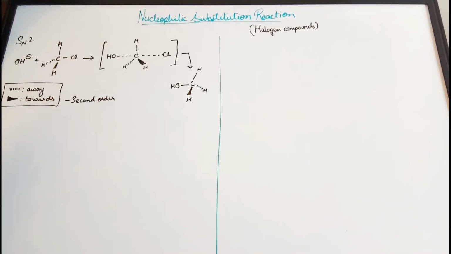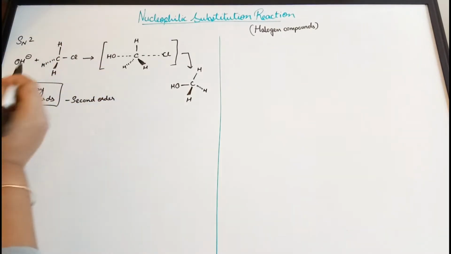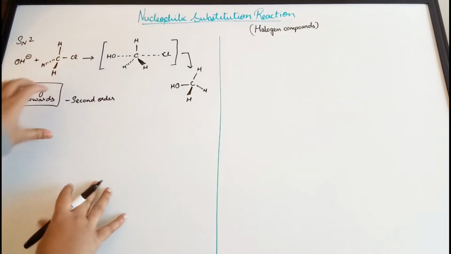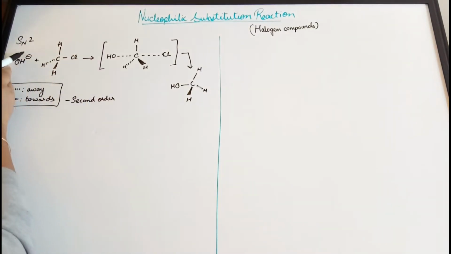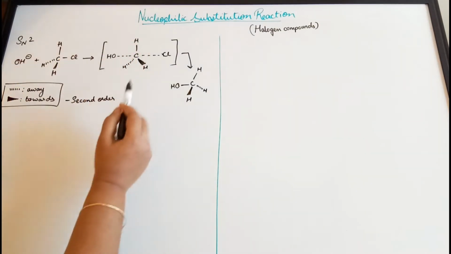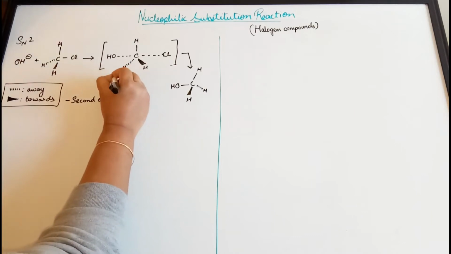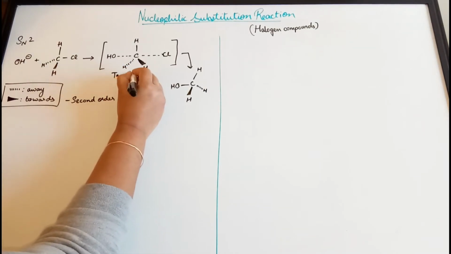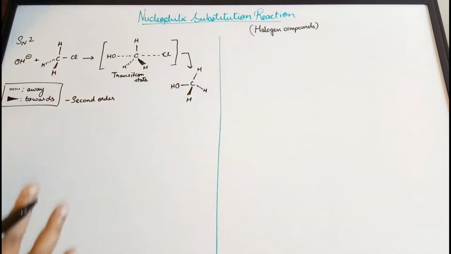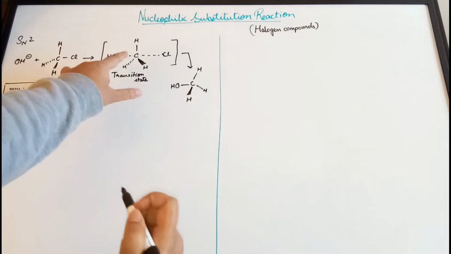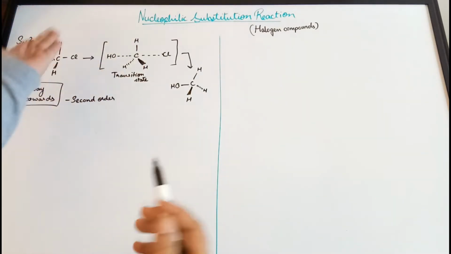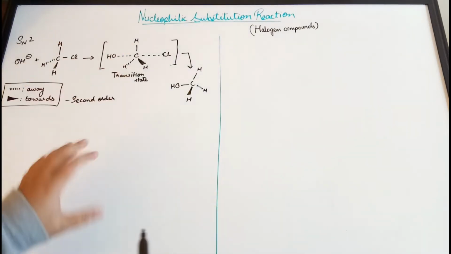Now in this mechanism the OH minus is going to attack. So assume this is the carbon-Cl bond. What is happening is the OH is attacking from the back, and this is leading to the formation of something called a transition state. So a transition state is a condition where you have the carbon bound to not 4 but 5 atoms. In this case OH is a group, but it's having 5 bonds.